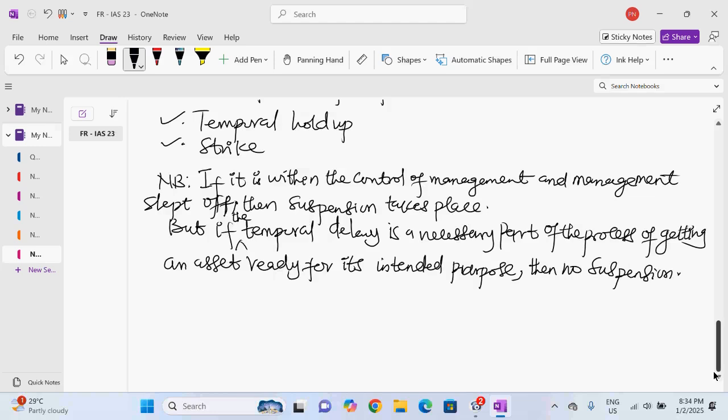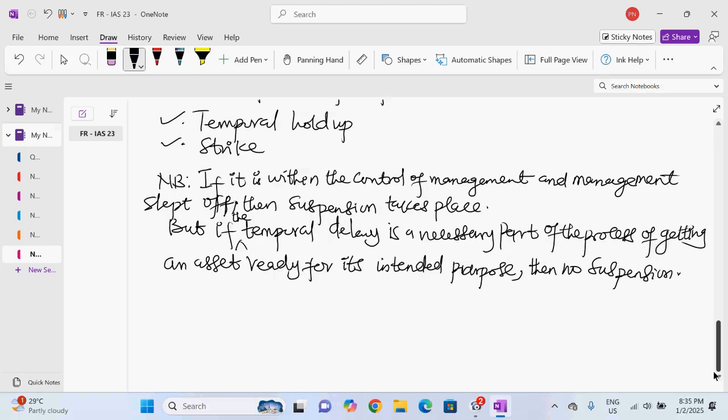The capitalization of borrowing cost means you are adding the interest to the cost of the asset, so that if you have paid 10,000 cost, the interest will be added to the cost. So if you suspend, it means you are treating it as an expense. And you only suspend when it does not form part of the process, when it is not a necessary part of the process of getting the asset ready for its intended purpose. So I believe you get the whole thing, right?